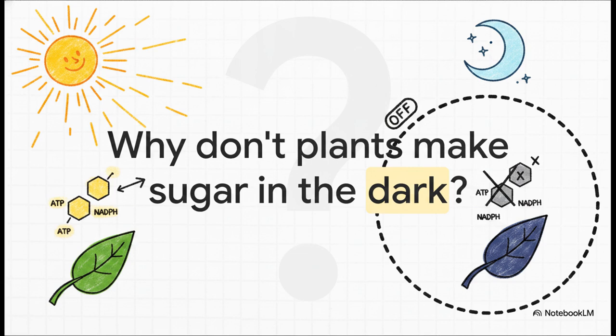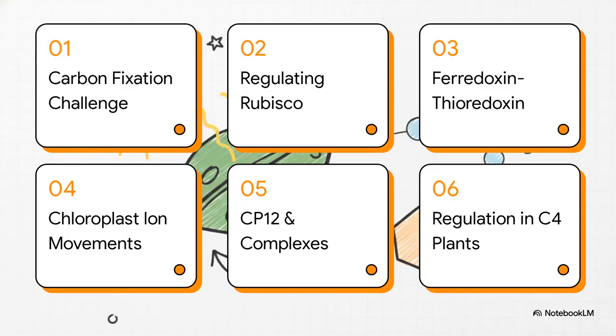So, to survive, plants have evolved a series of ingenious master light switches. These mechanisms make absolutely sure that the carbon fixation machinery is strictly turned on during the day and decisively shut off at night. Okay, let's dive into this.